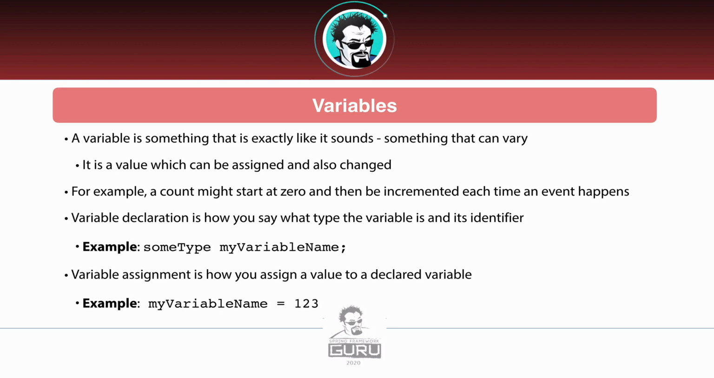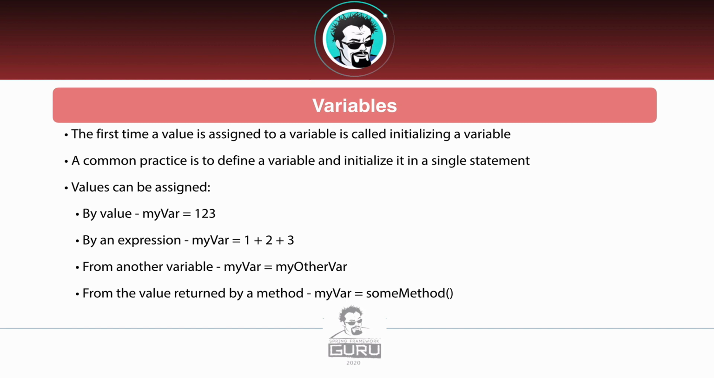Variable declaration is how you say what the type of the variable is and its identifier. For example, you might have some type and a variable name of my variable name, so that some type can be any valid Java type. And then variable assignment is how you assign a value to the declared variable. And you can see in the example, to my variable name, I'm assigning the value of 123. The first time a value is assigned to a variable, it is called initializing a variable.